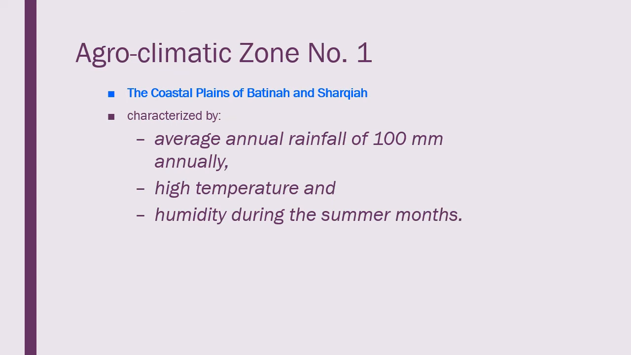Okay, so let's get to zone 1. Where is zone 1 in Oman? Zone 1 is basically الباطنة coast and الشرقية coast. So it's all coastal areas. What makes this zone different from others? Because of the rain. The rain is really about 100 millimeters annually, but the characteristic is high temperature and high humidity. So relative humidity is very high, and temperature is also very high.